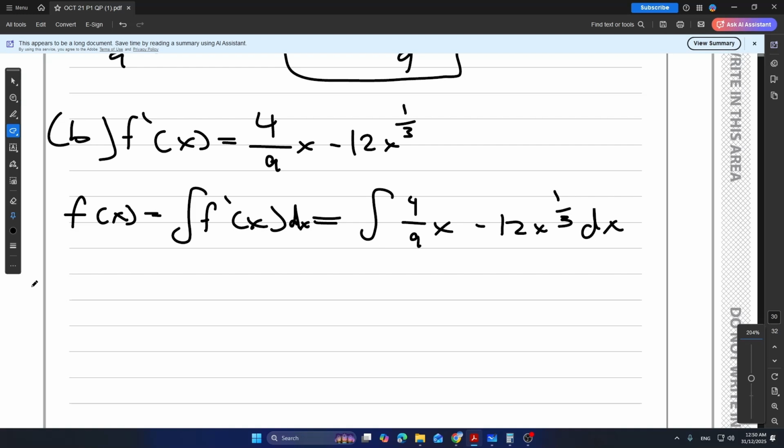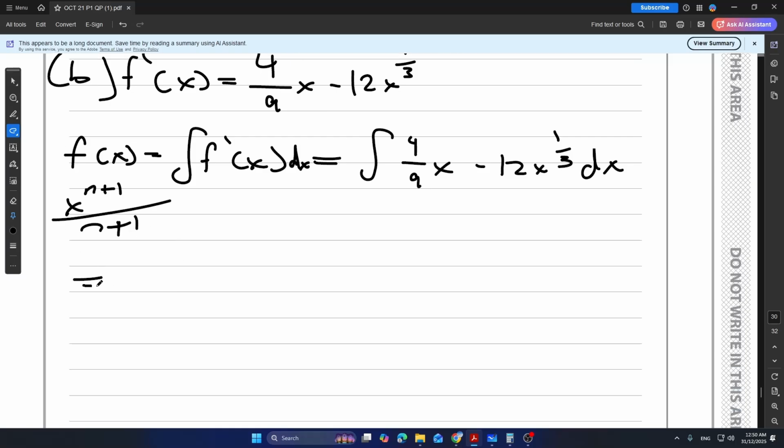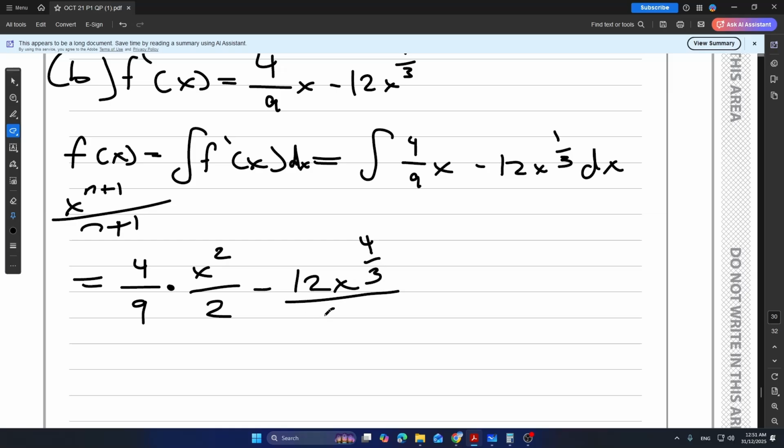Let's just integrate. We already know the rule: x power n integrates to x power n plus 1 over n plus 1. So it's going to be 4 over 9. When there's a fraction, just put it there and then put a multiplication sign, which is a dot. Then you take action on the x only. X power 1, we add 1, it's x power 2 divided by 2. Minus 12, x power 1 over 3, we add 1, x power 4 over 3.